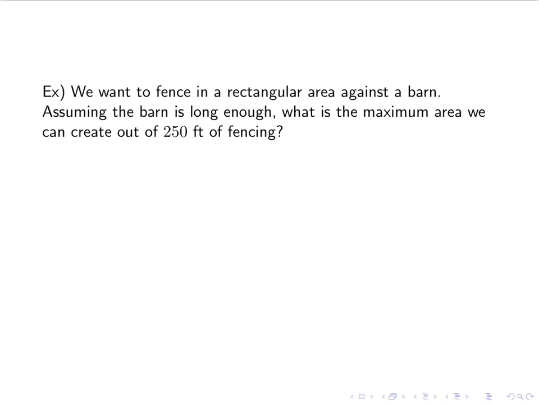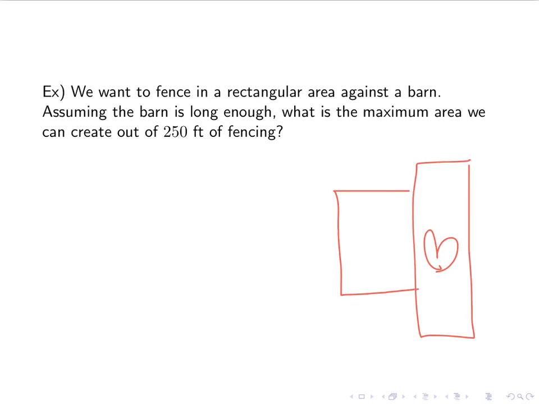So again, this is a geometry type problem, so we should always draw it out. So we have a barn. I'll call it B for barn. That kind of looks like a heart. It's supposed to be B. And then we're going to create a rectangular area against it. So I need two dimensions. I'll call them x and y. So maximize the area. So area is x times y.